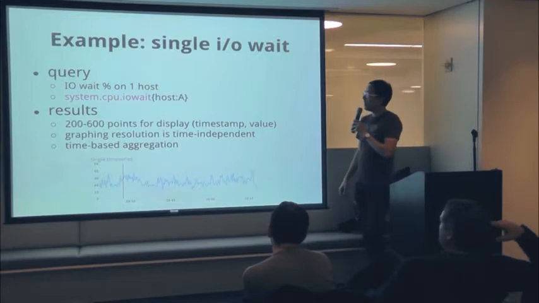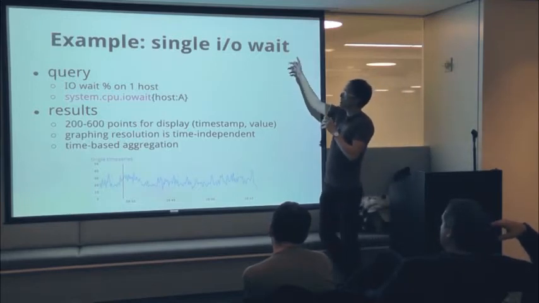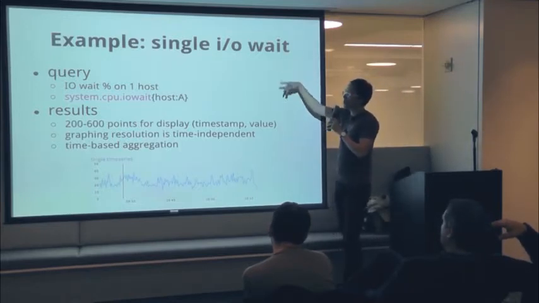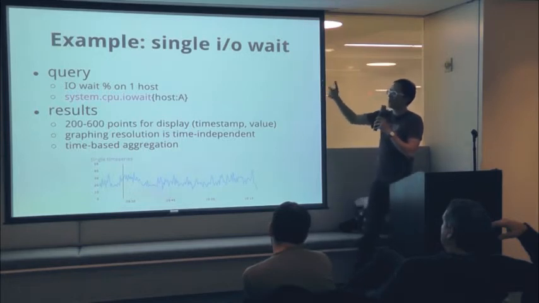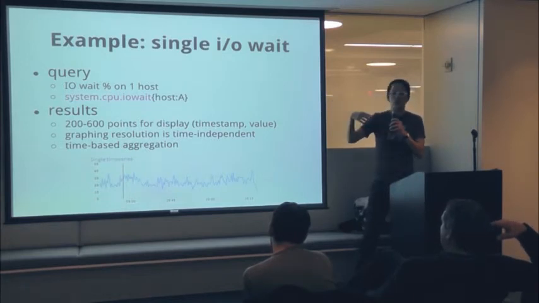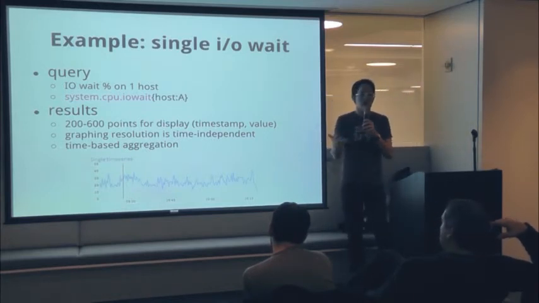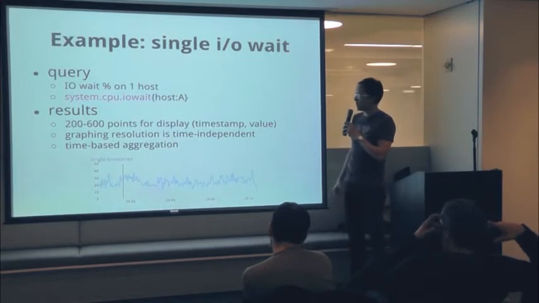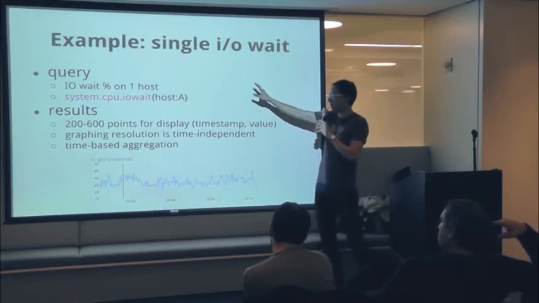So, a quick example. If you want to measure IO wait, in this case I use resource metrics: what the machine is doing, what the CPU is doing. This is the percentage of cycles that are spent waiting on some kind of disk, for instance. So this is an example of a query.